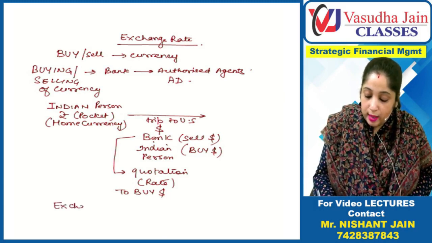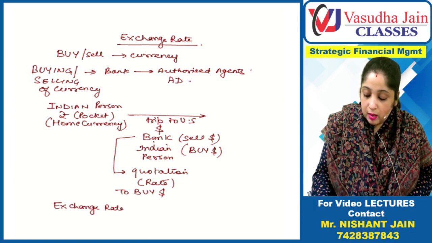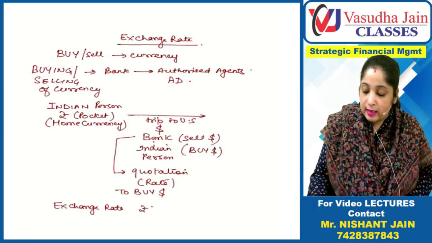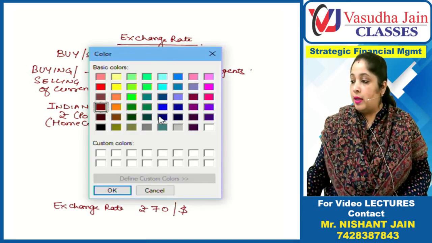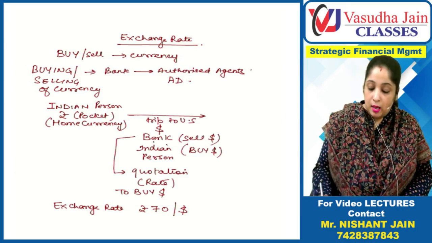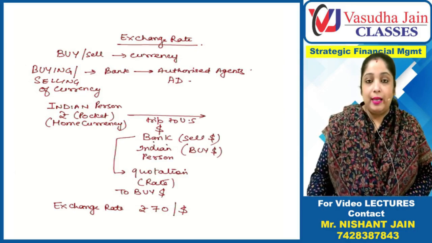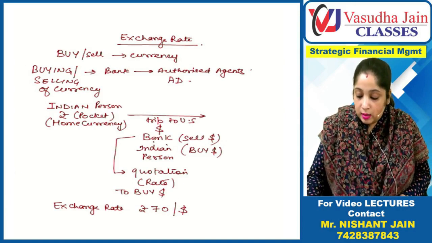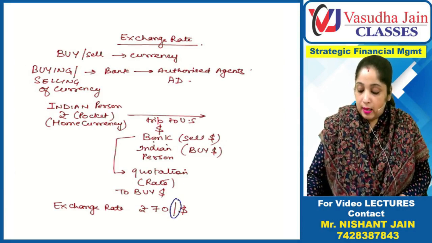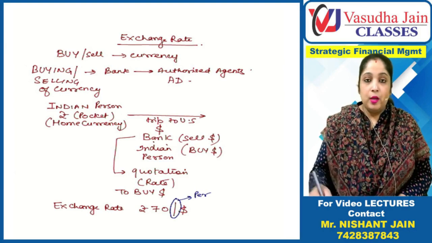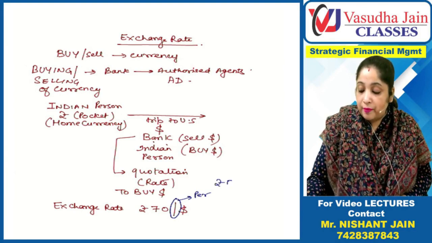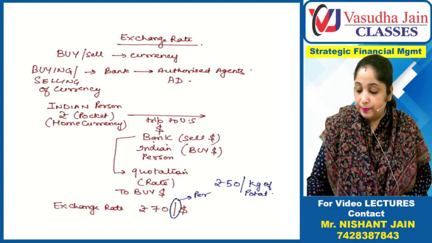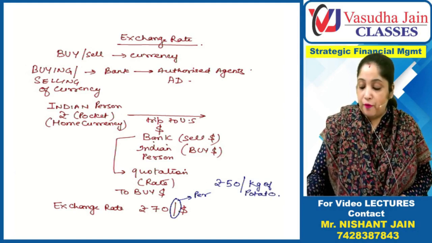That rate is called the exchange rate. Why is it called the exchange rate? I will tell you. The bank said 70 rupees per dollar. Now, in this, the bank is saying the exchange rate is rupees 70 per dollar. Just look at this slash sign. This is the per sign. When you go to some market and say, I want to buy potatoes, the seller says rupees 50 per kg of potato.